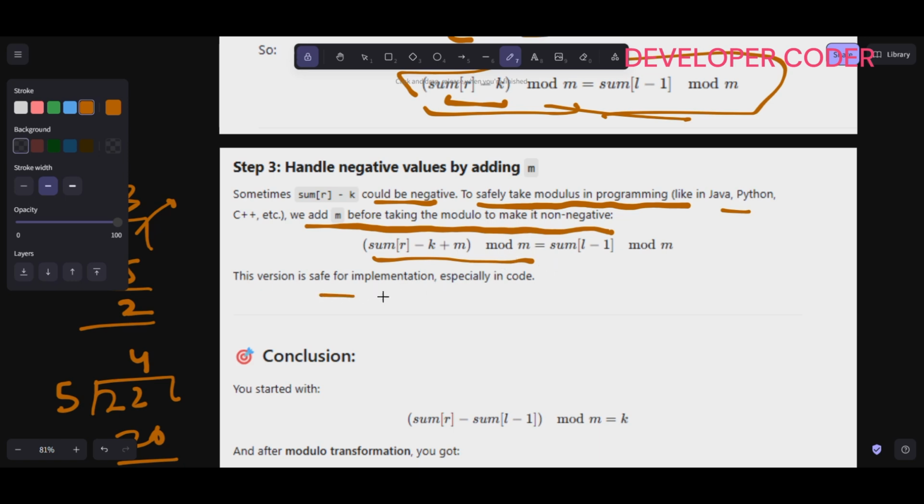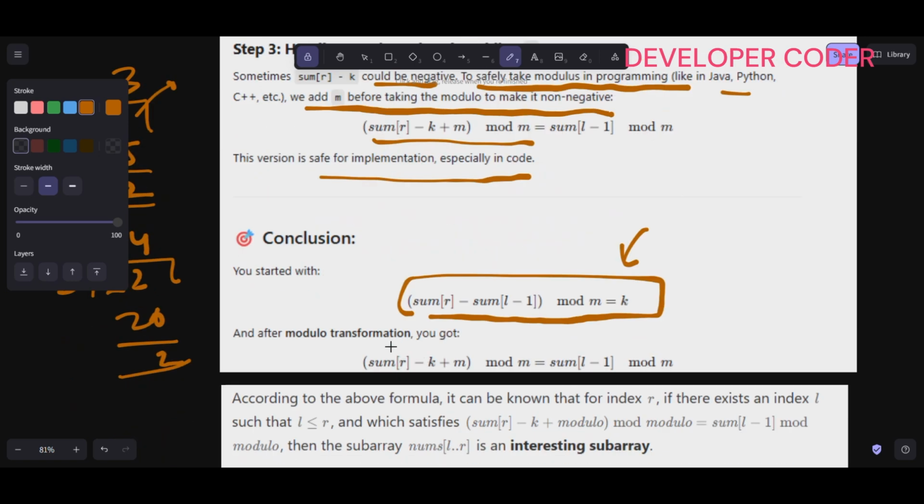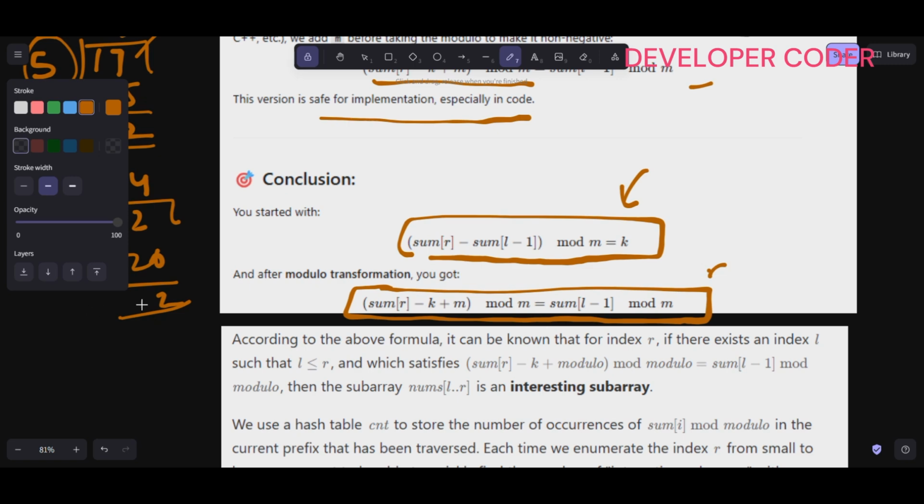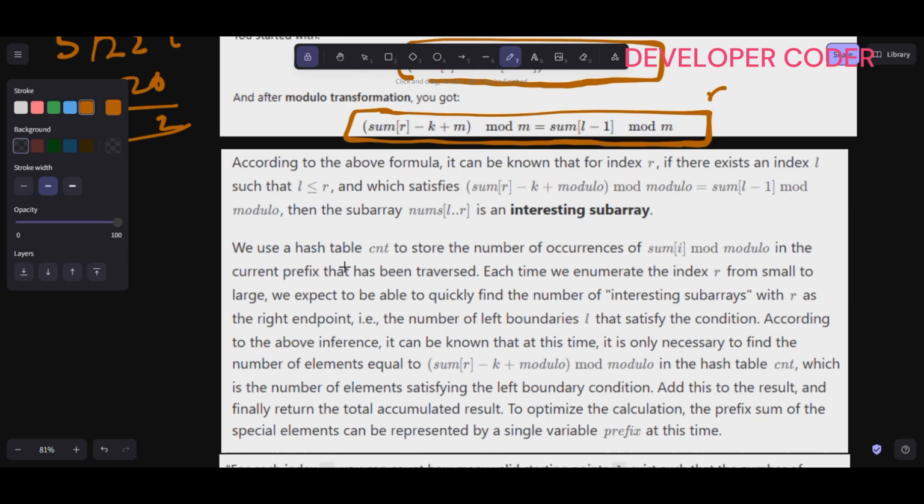So this version is safe for implementation, especially in code. The conclusion is sums of R minus sums of L minus 1 mod M equals K. This was the original from which we started, so we can write it like this: sums of R minus K plus M mod M equals sums of L minus 1 mod M. Now understand this, this is also an important point. So much maths here.